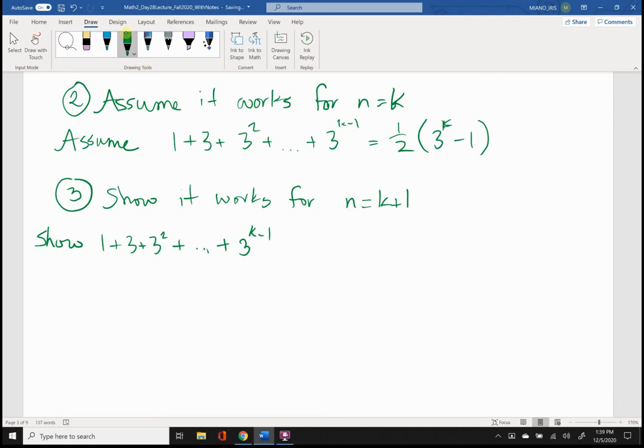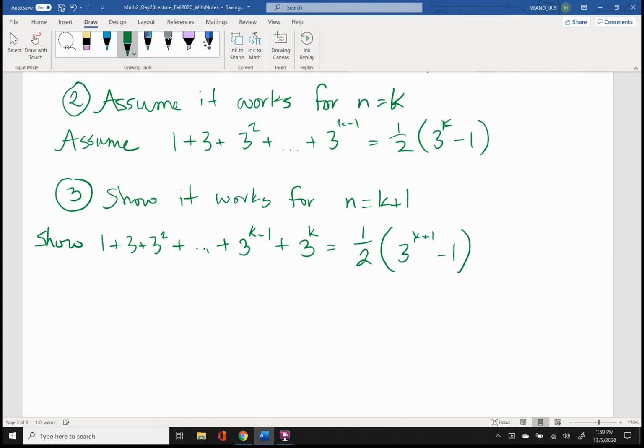So that's the kth term, right? But then we add to it the k plus first term, which is just going to be k, because k minus 1 plus 1 is just k. The minus 1 and the plus 1 cancel out. It's going to be equal to 1/2 times 3 to the k plus first power minus 1.